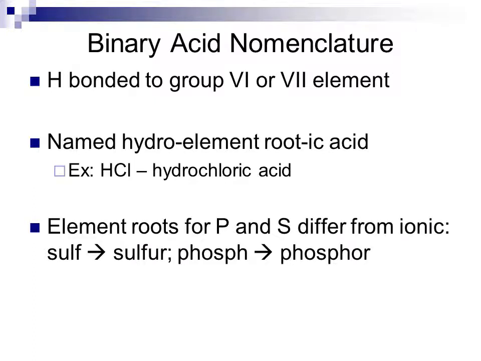The element roots for phosphorus and sulfur are different from how they are in ionic substances. So instead of being sulf, like it was in ionic, it becomes sulfur. Instead of phosph, like it was in ionic, it is phosphor. So we would have hydrosulfuric acid and hydrophosphoric acid if we were using those. H2S is hydrosulfuric acid.